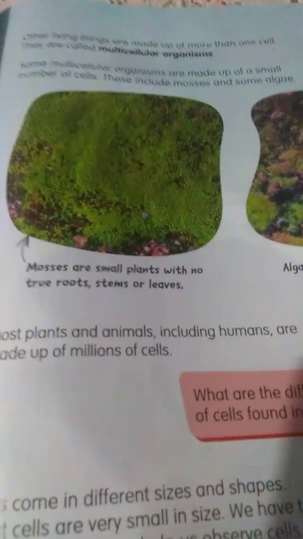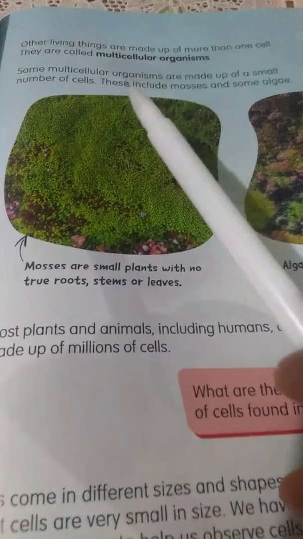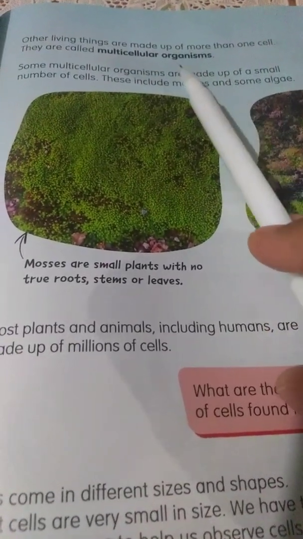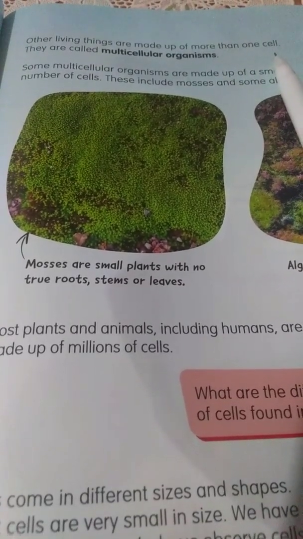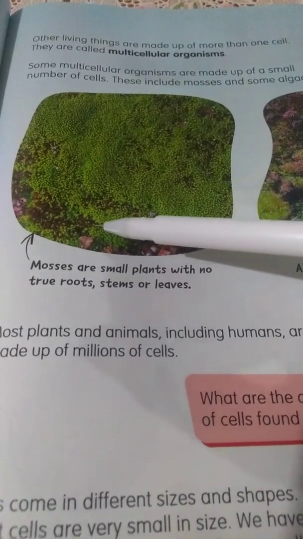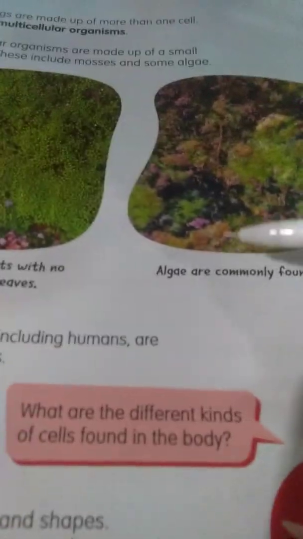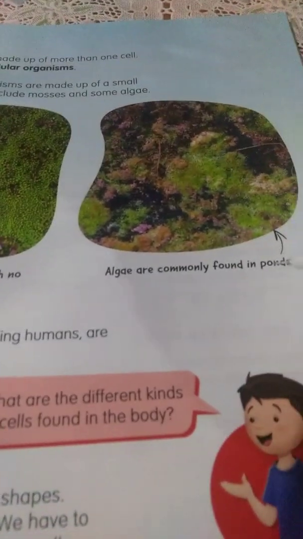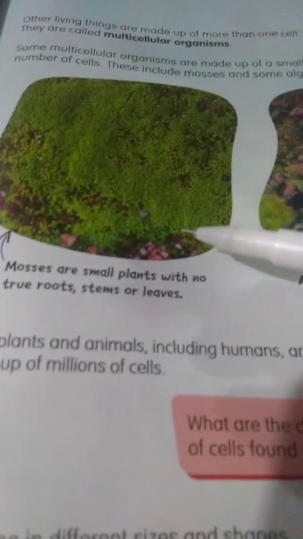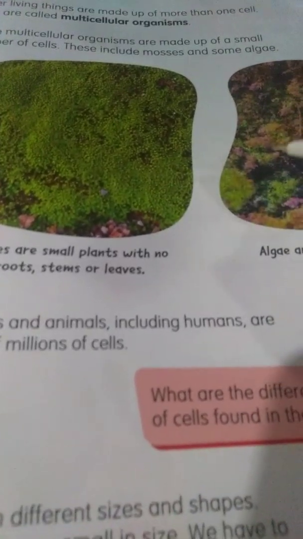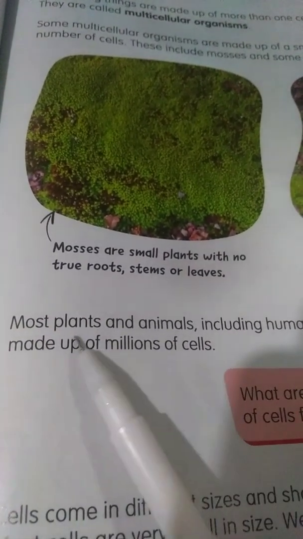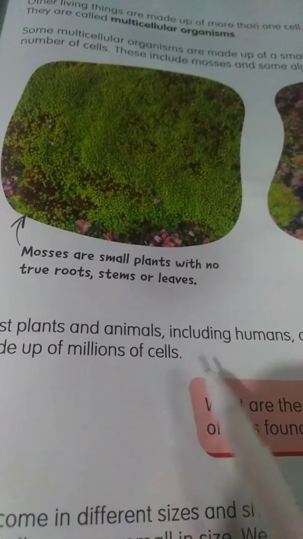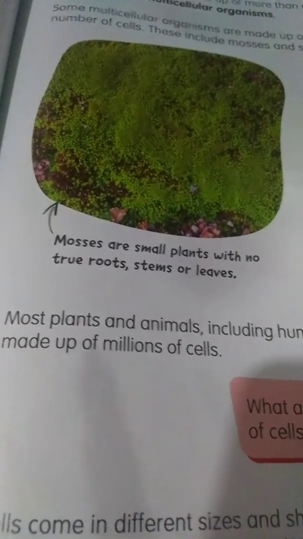How about multicellular organism? You can see the picture here. Multicellular organism, of course, this is organism that made up more than one cell. Terdiri dari lebih dari satu sel. What are the examples? Mosses, lumut, and then alga ya. Are commonly found in ponds, katanya ada di kolam. Kemudian lumut juga. They are the examples of multicellular organism. And then also most plant and animal. Jadi plant dan animal secara umum, mereka semua adalah contoh dari multicellular organism.